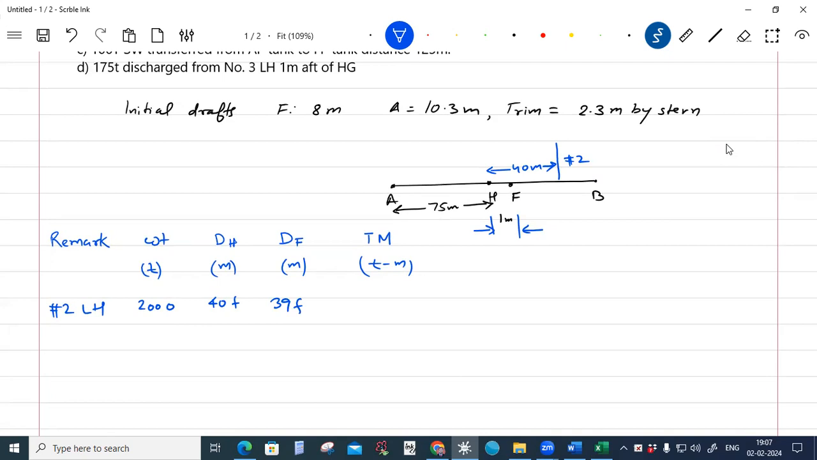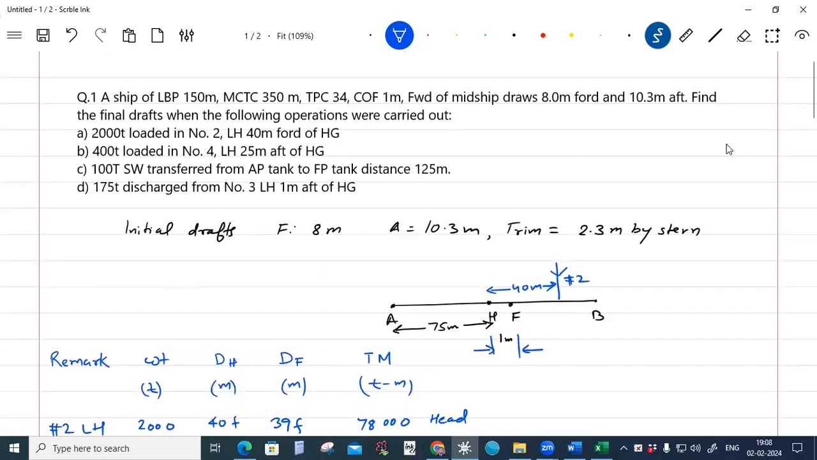So you have loaded something here in the forward, right? Loaded 39. So what is the trimming moment? Weight into this DH, 2000 into 39, that is 78000. What will be the direction? Forward, by head. You can write forward also or by head also, right? What is the next operation?